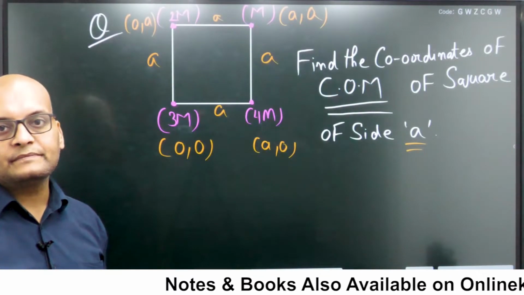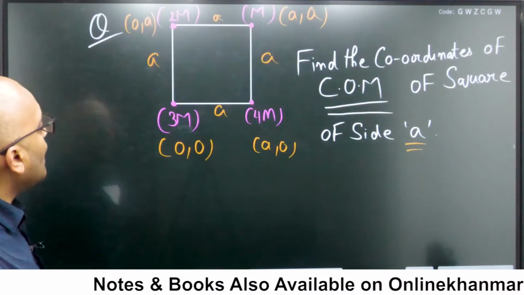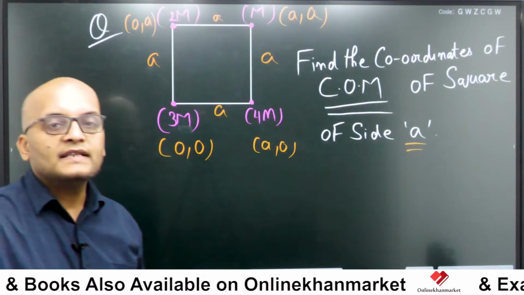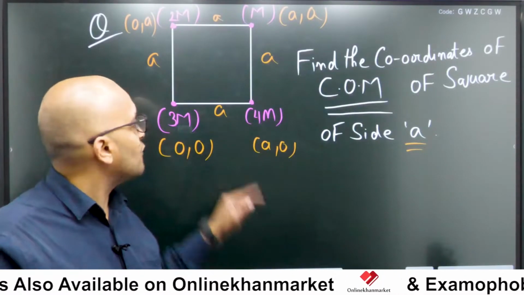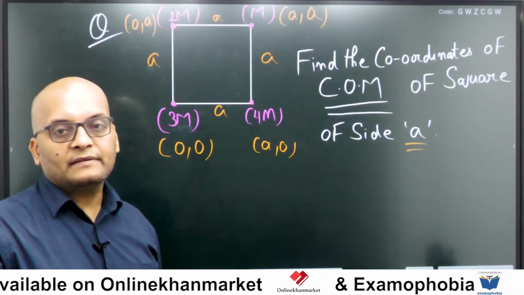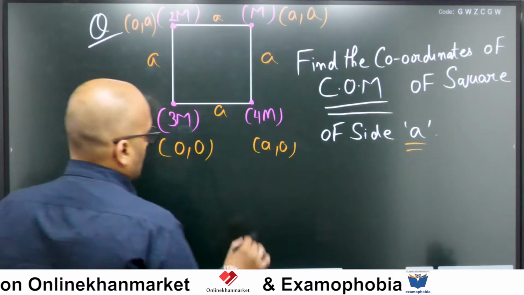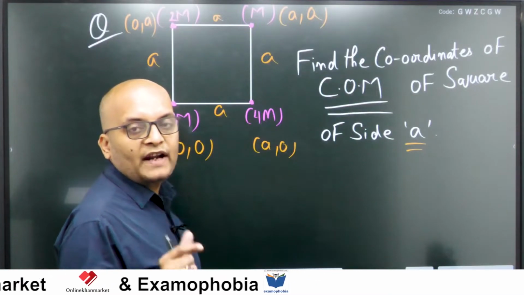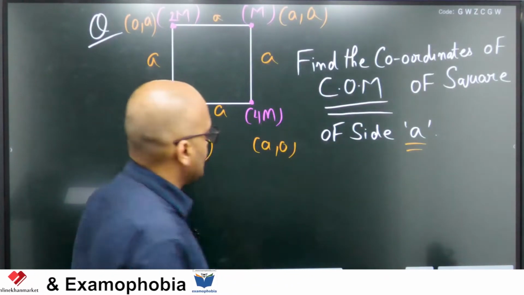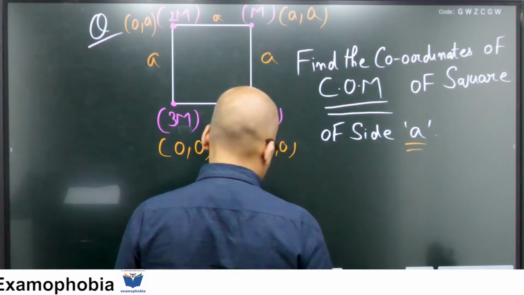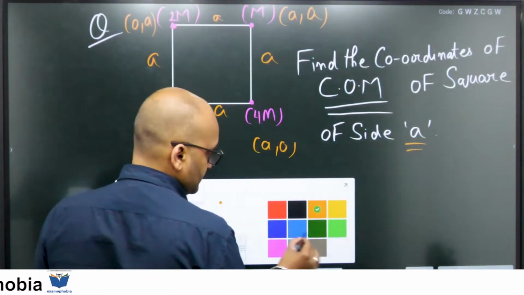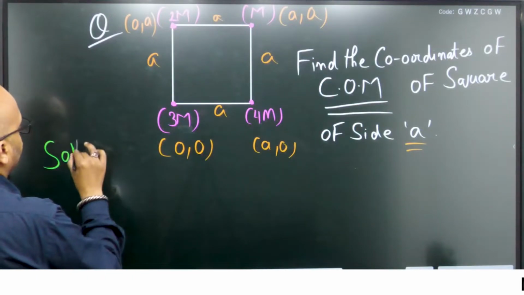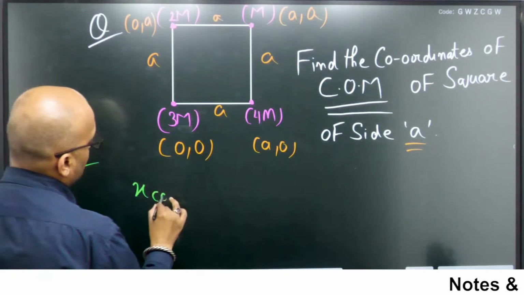Now let's find the coordinates of the center of mass for this square. There is no z-axis given to us, so no need to worry about the z-axis. We have to find the coordinates along the x and y axes. So what will be the coordinates along the x-axis? The x coordinate of center of mass.